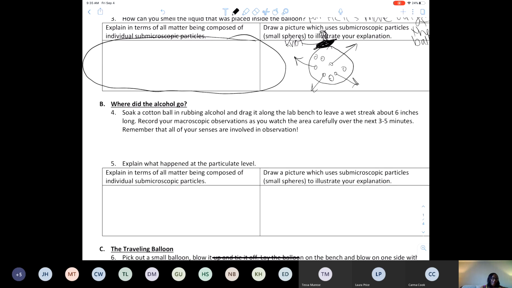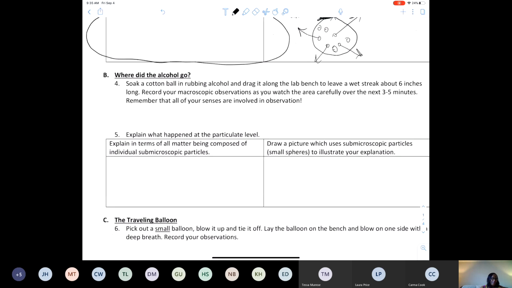And then question 5, explain what happened to the alcohol at the particulate level and then complete the little table. Explain in terms of matter being composed of individual submicroscopic particles. And then also, just like you did in part A, draw a picture which illustrates your explanation. So go ahead and watch part B, go into your individual group rooms, and let's return back to the general room by 9:45.